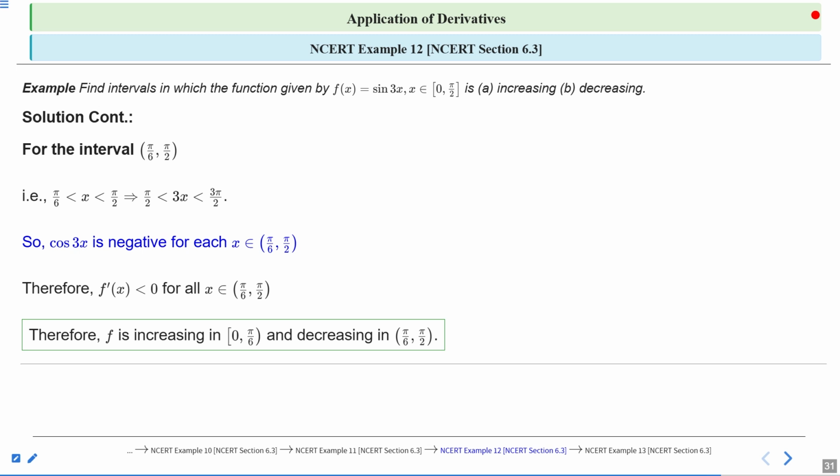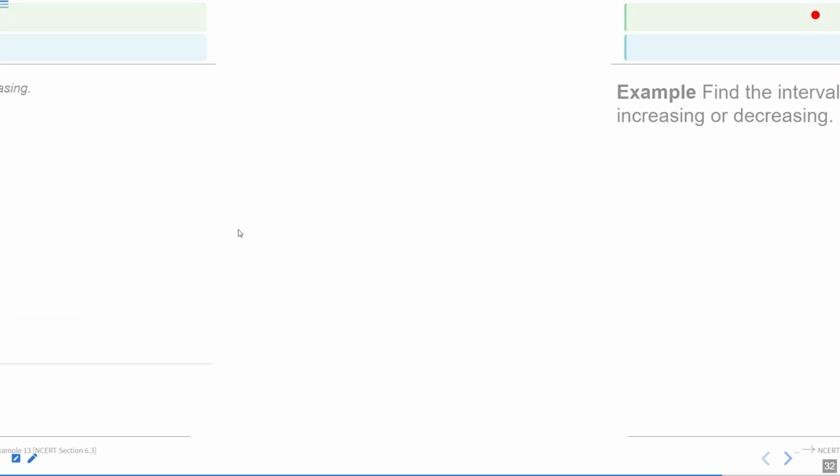Therefore, f is increasing in 0 to pi by 6 and decreasing in pi by 6 to pi by 2, right? So we can easily say that the function f is increasing in 0 to pi by 6 and decreasing in pi by 6 to pi by 2, okay?